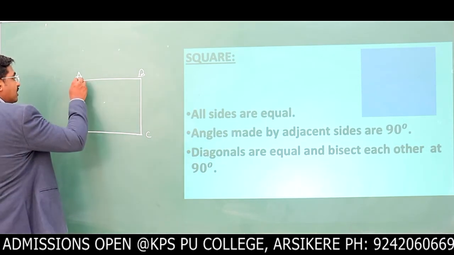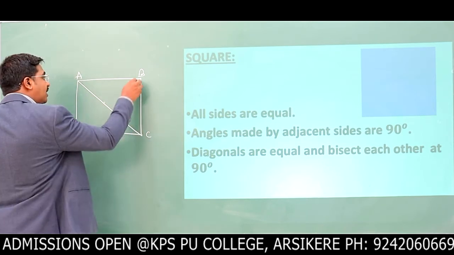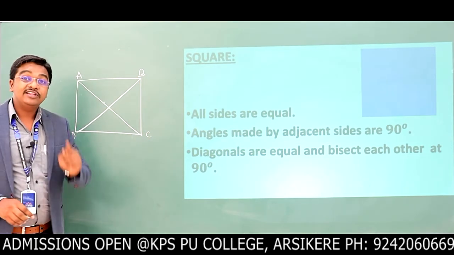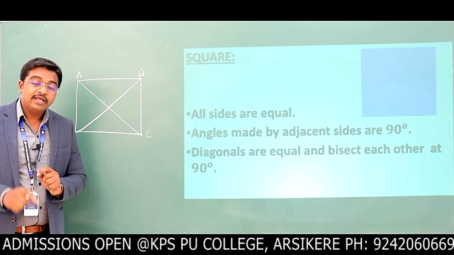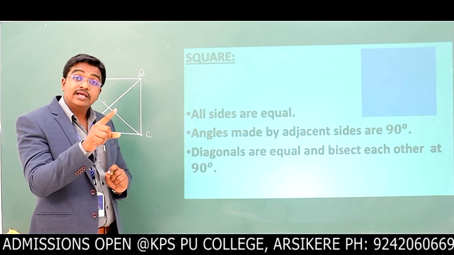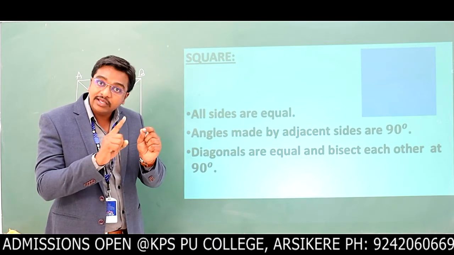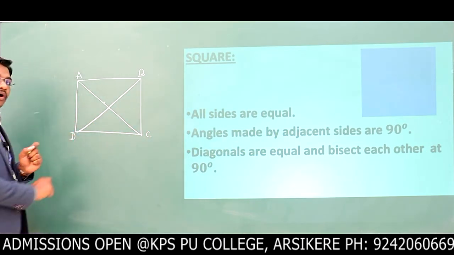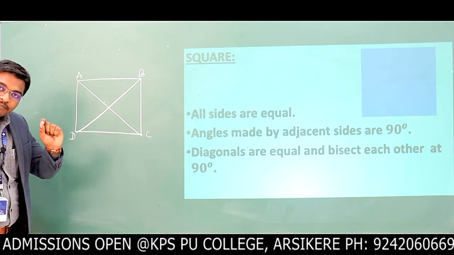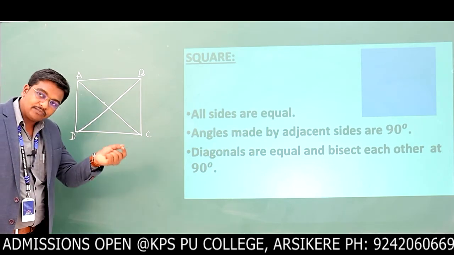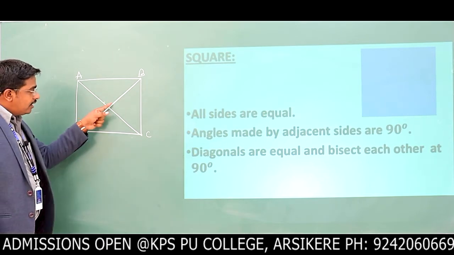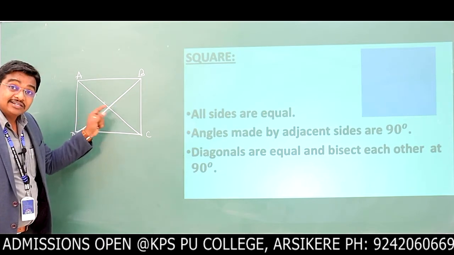Diagonal AC and diagonal BD, they are equal. In case of rectangle, in case of square, diagonals are equal. So diagonals are equal, but in the case of square the diagonals bisect each other. In the case of rectangles also they bisect each other, but the difference is here they are 90 degrees. They intersect at 90 degrees.